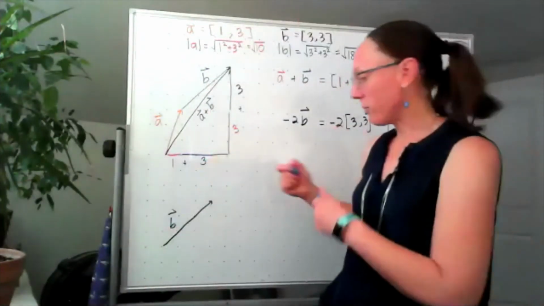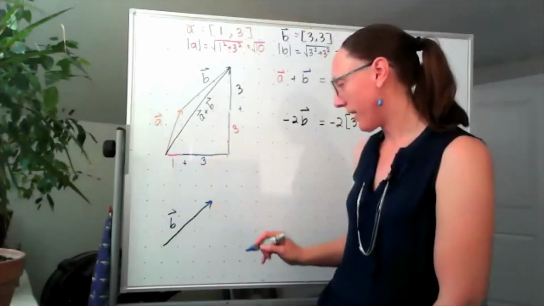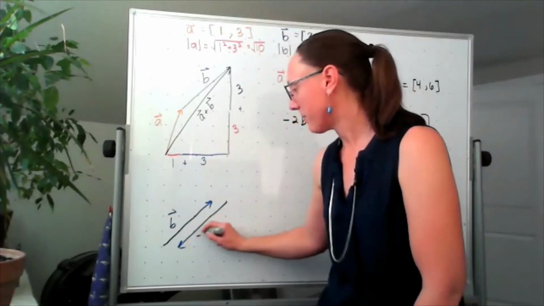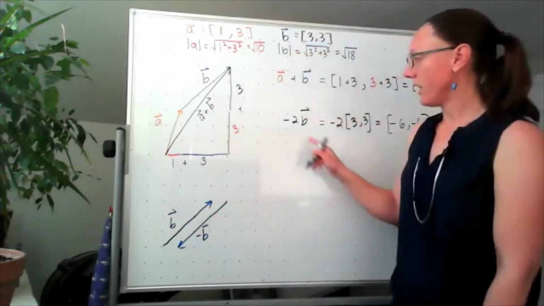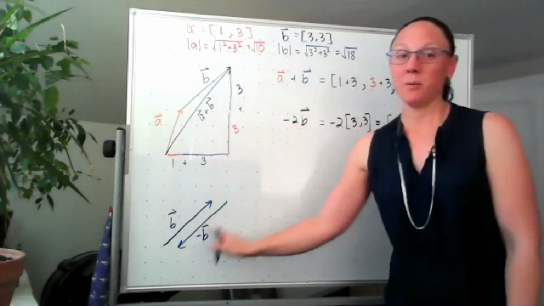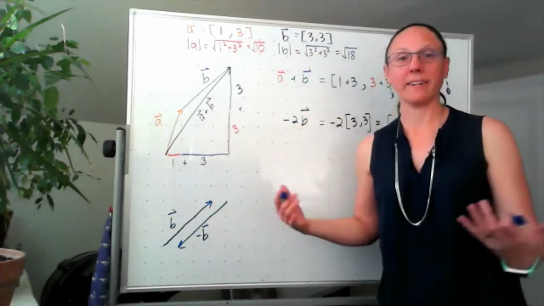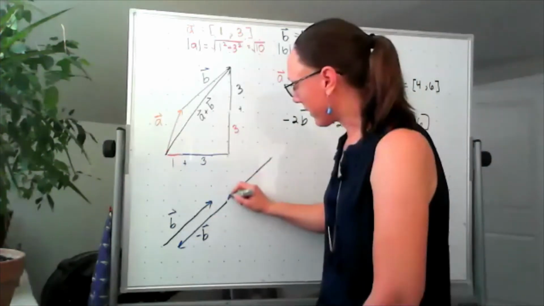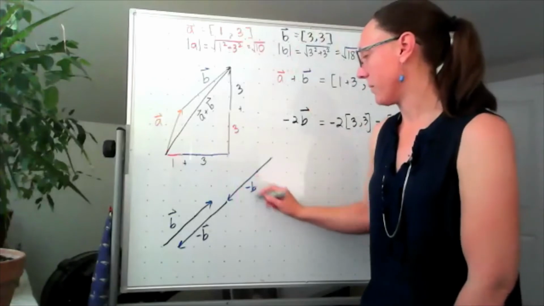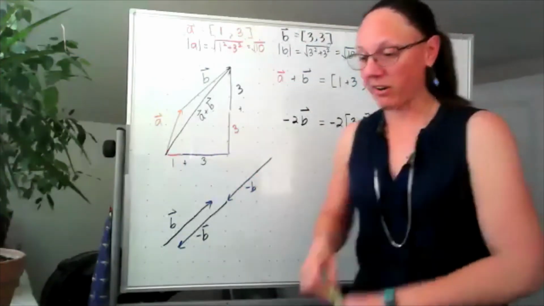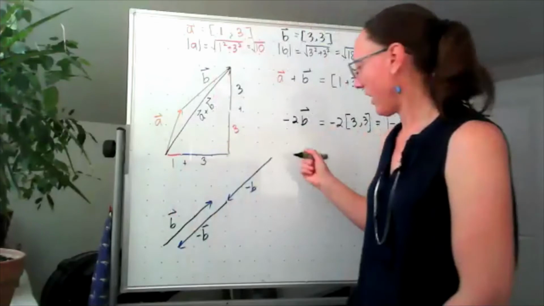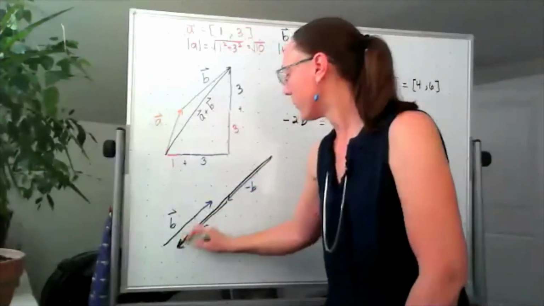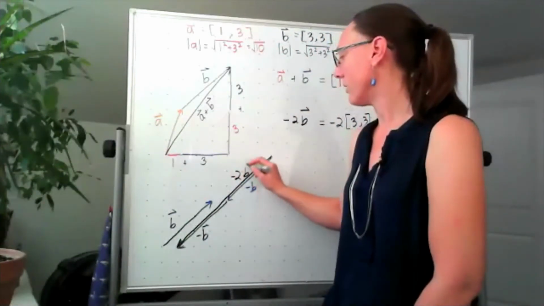So if that's the vector b with an arrow up here, then the vector -b looks like this. And -2 times b means there's my -b vector, but I need 2 of them. So there's a -b, and there is a second -b. So together, when I stack those together, I end up with this big vector, which is -2b.